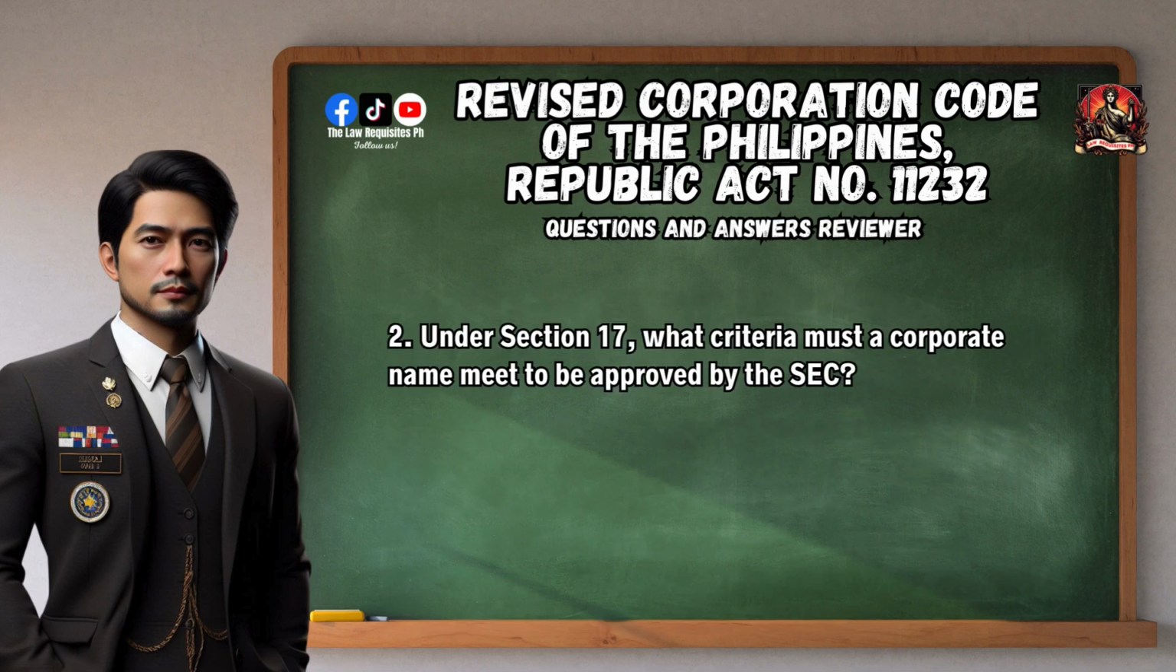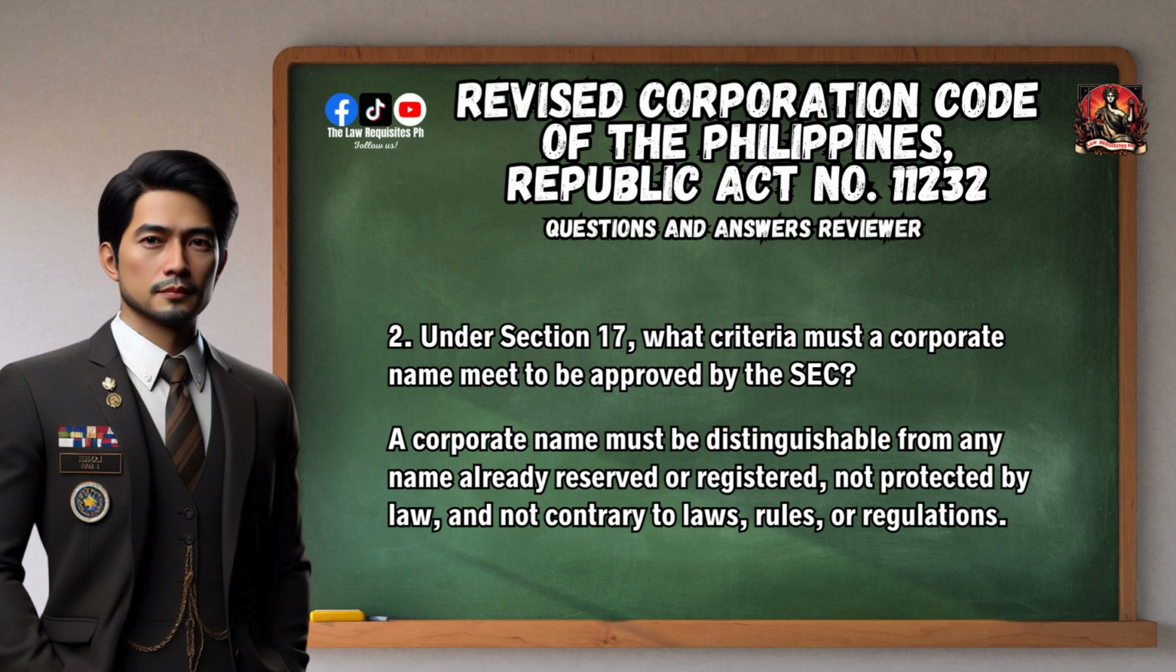2. Under Section 17, what criteria must a corporate name meet to be approved by the SEC? A corporate name must be distinguishable from any name already reserved or registered, not protected by law, and not contrary to laws, rules, or regulations.